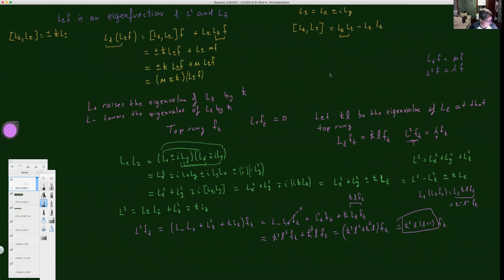Okay, so now we know something. We know the form. If this is the value of Lz's eigenvalue, then this is the value of the total angular momentum. All right, so let's now think about what happens when you start lowering. There's got to be some bottom rung, after which you're lowering it to 0, where you get 0 because you sort of run out of room. So we're going to look at that too and try to tie these two things together.